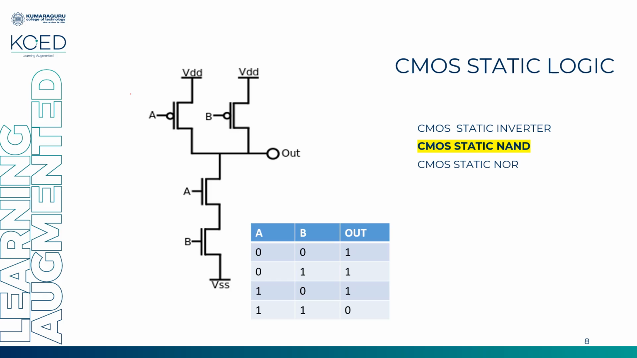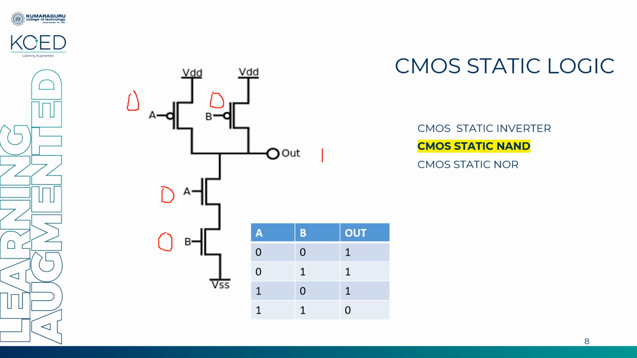Here also it is 0, here it is 0, here it is 0, here it is 0. PMOS turns on for a 0. So you have a path from VDD to output. Here also you have a path from VDD to output. So my output is 1.